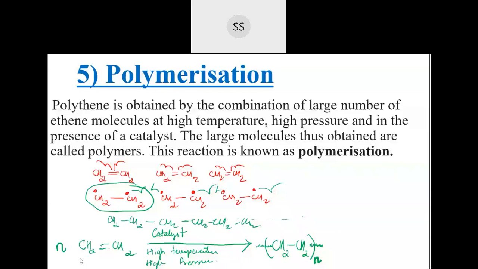Okay, so here ethene molecules have combined together. So when many ethene molecules combine together, what product do you get? That is called polythene. Okay, so that's how polythene is formed. Okay, so this process of formation of polythene is what we call polymerization.